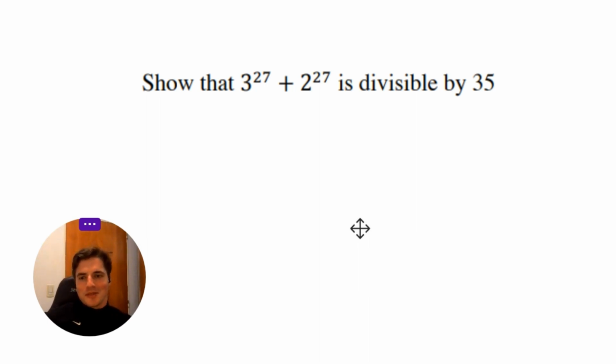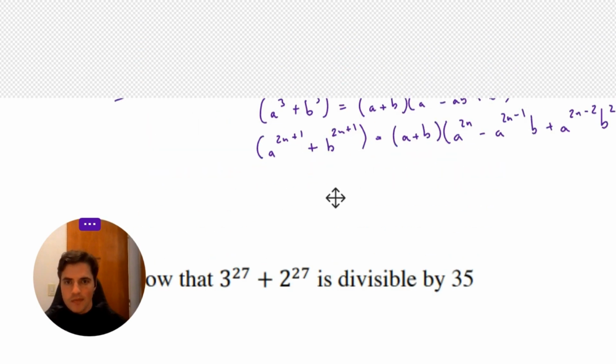I, like many of you, was a bit thrown off when I read this problem. And if you don't have the tools to solve this, it's a mess. I mean, it's beyond a mess, right? We're not going to do 3 to the 27th or 2 to the 27th and then divide by 35. It doesn't really make any sense. So we must use some tool to simplify this for us. And I've written that up here.